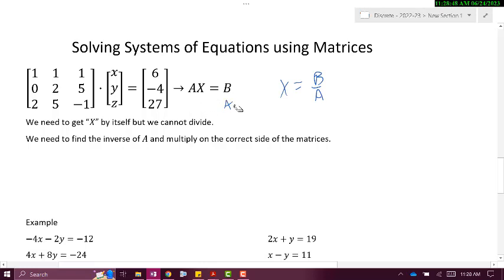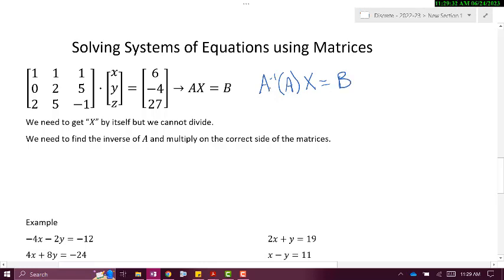But that's not the case here. We can't divide matrices. It's not an operation that can be done. So what we have to do is get rid of that A a different way. And the way we can do that is multiply by the inverse. And since A is on the left side of X, we don't want A times X times A inverse, because we know order matters, and that would be X times A inverse, and that's not what we want. So it's A inverse times A times X equals B.